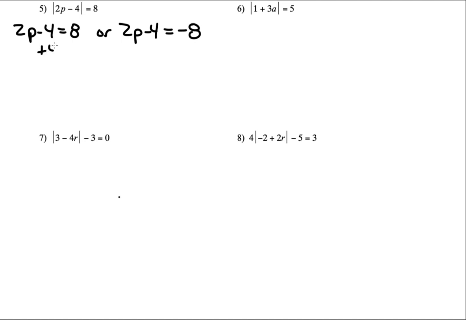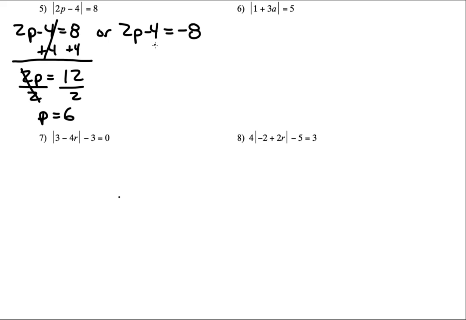I just add 4, in this case, to both sides. I always do the same thing to both sides because of balance. The -4 plus 4, those cancel, so I'm left with 2p equals 12. If I divide both sides by 2, because this one is 2 times p and I want p alone to isolate it, the 2's cancel now. I have p equals 6.